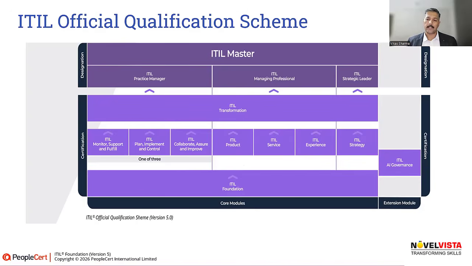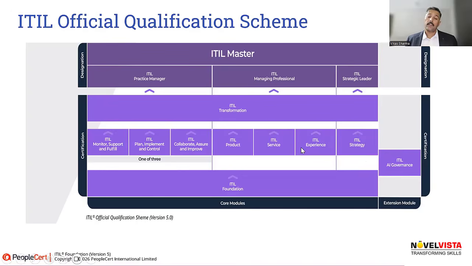And that's the designation. Now for strategic leaders. Here you will have to do ITIL strategy along with transformation, and you become ITIL strategic leader. But as I said, there is no sequence. So you can do transformation first and then strategy, and then you can become ITIL strategic leaders.